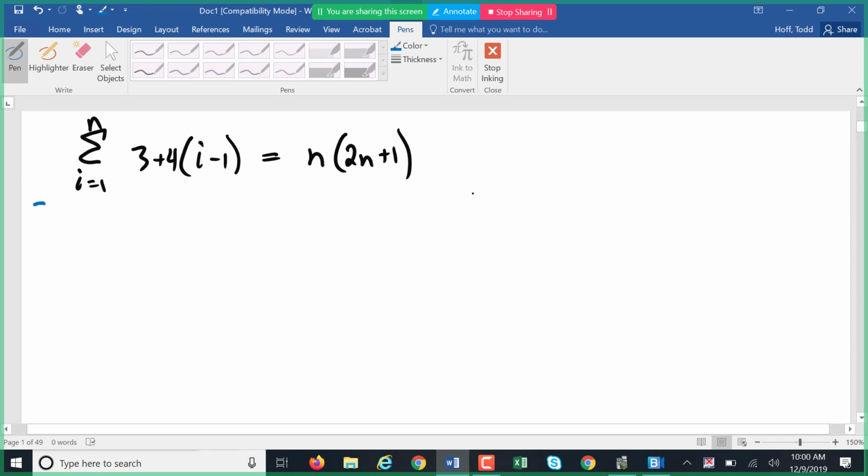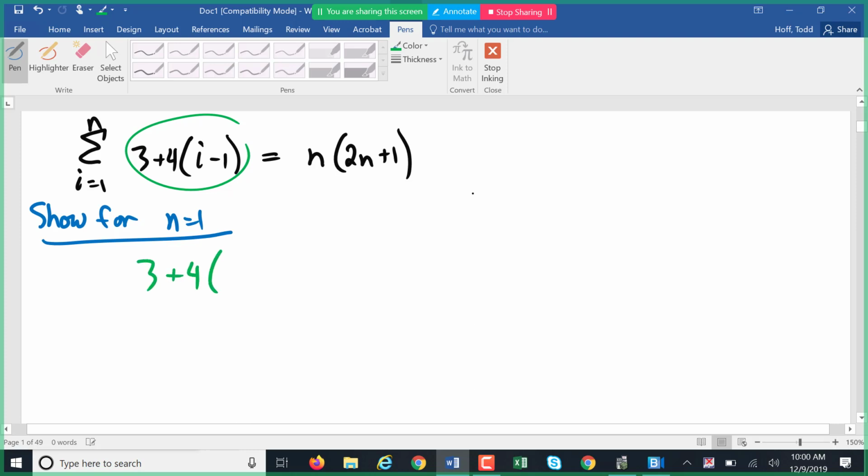So I have to show it for n equals 1. Well, again, for n equals 1, the summation is just going to be that single term. 3 plus 4 times 1 minus 1. I'll go ahead and simplify that. Well, 1 minus 1 is 0. So that's 3 plus 4 times 0, which is 3. So that's what we get on the left side.